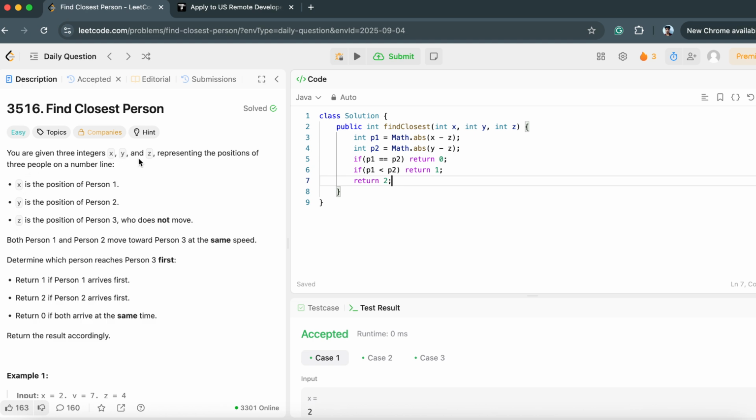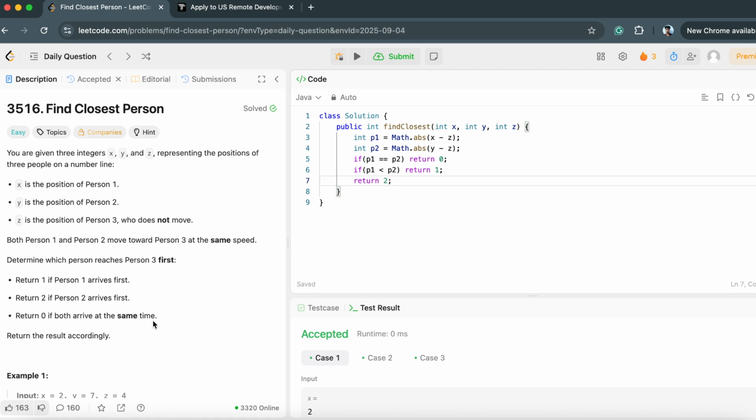You are given three integers x, y, z representing the position of three people on a number line. x is the position for person 1, y is for person 2, and z is the position for person 3, who does not move. Both person 1 and person 2 move towards person 3 at the same speed. Determine which person reaches person 3 first. Return 1 if person 1 arrives first, return 2 if person 2 arrives first, and 0 if both reach at the same time.